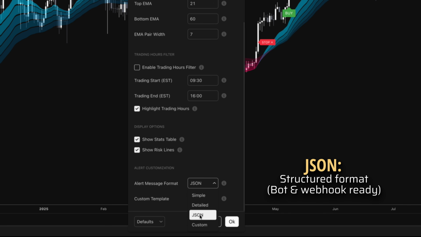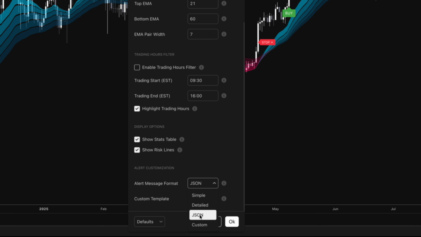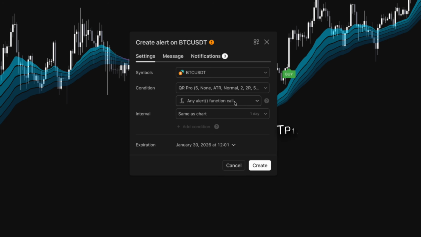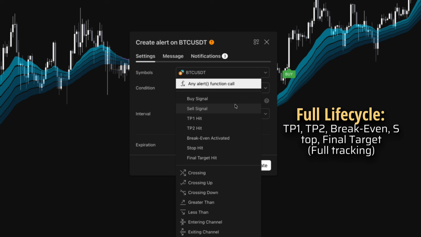JSON, structured data format for webhook integrations. If you're connecting to trading bots, Discord, Telegram, or other automation, this gives you properly formatted data to parse. Custom, build your own template using placeholders. Arrange them however you want. Beyond entry alerts, Pro also fires alerts for TP1 hit, TP2 hit, break-even activation, stop hit, and final target reached. Full trade lifecycle notification if you want it.